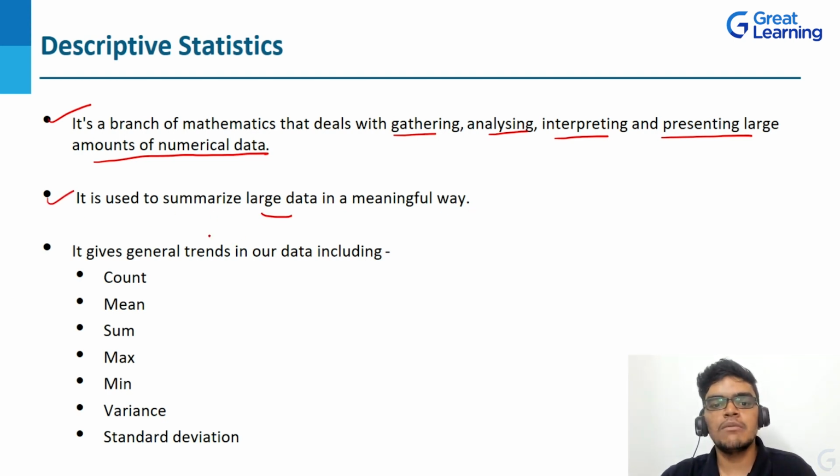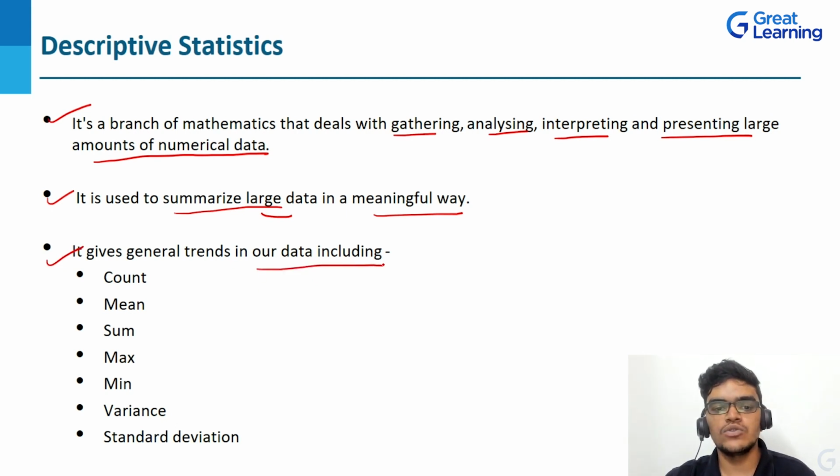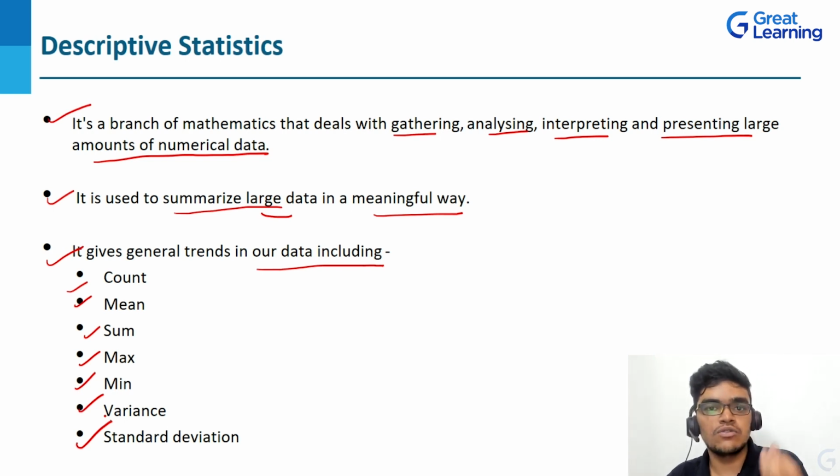So here I'm talking about summarizing large data in a meaningful way. How can we summarize a large data in a meaningful way? By finding out the minimum value, maximum value, variance, average, count, right? In simple words, while analyzing it, it gives general trends in our data, including count, mean, sum, max, min, variance, standard deviation. Along with that, you can also calculate median, mode, and sum.